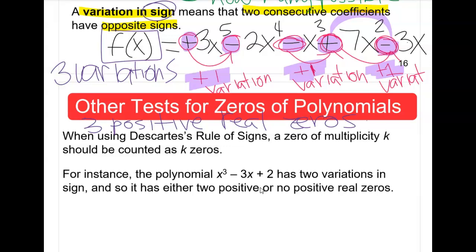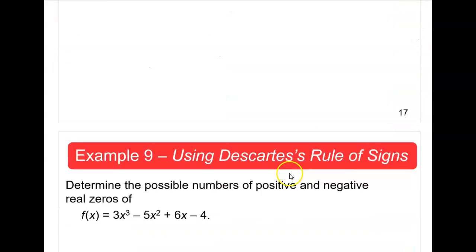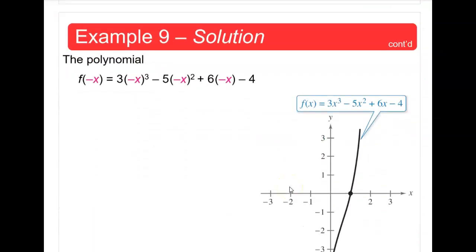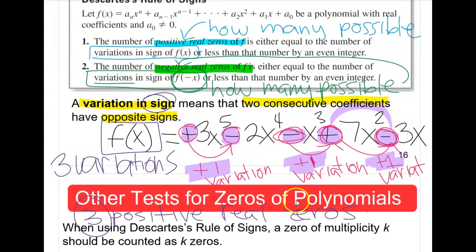All right, so when we use the Descartes rule of signs, a zero of multiplicity k should be counted as k zeros. So if we have a zero, the same number repeating, like having it twice or more, then that will count for each of these possibilities. One other thing that I should mention that this theorem doesn't mention right here, since we already counted the variations here. So those 3 variations doesn't mean that you could just have that.